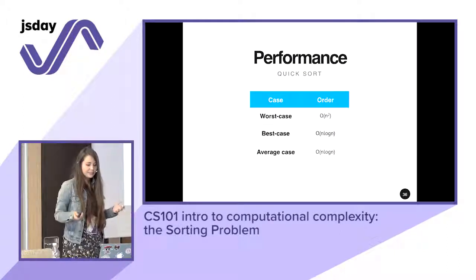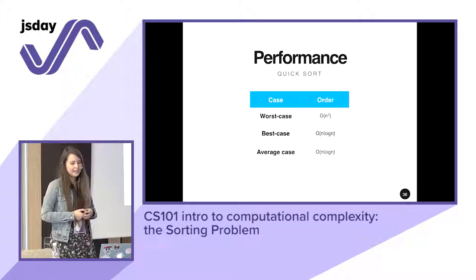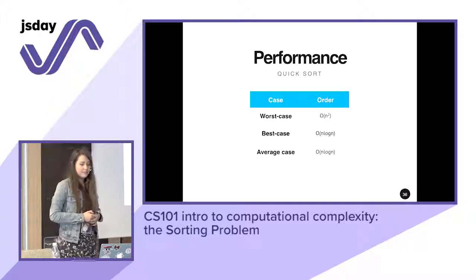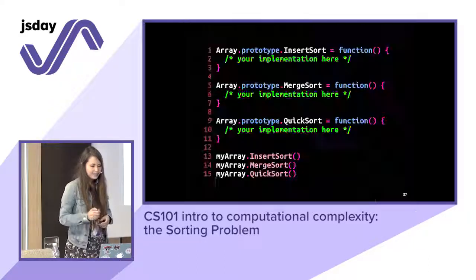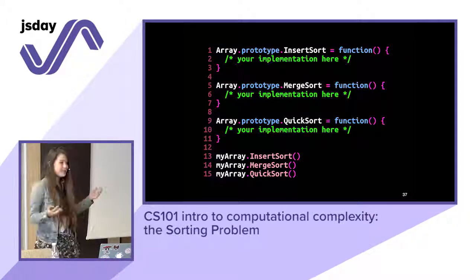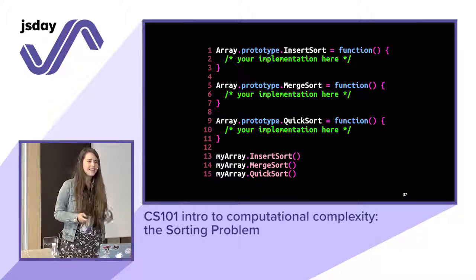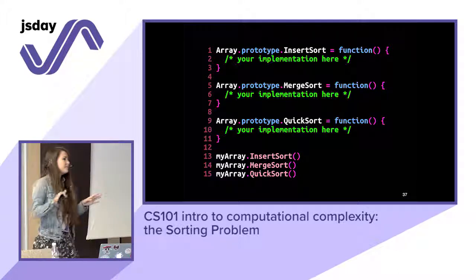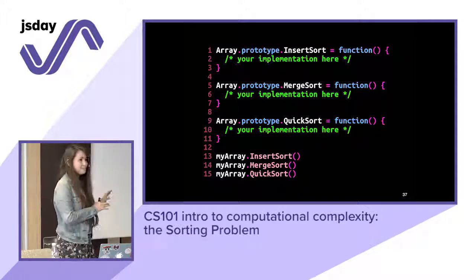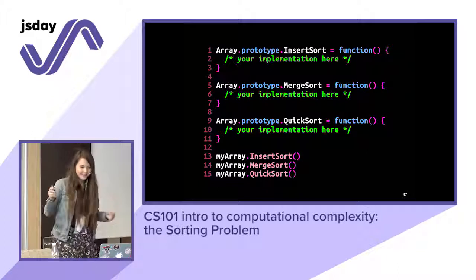Now, this has a performance of n squared in its worst case, and in the average case, it has an n log n performance, which also makes it a very good algorithm. Now, you can even extend the array prototype with these algorithms, and you can use them as if they were native. So that's pretty cool. Now, if you're still awake and still with me, congratulations, you just survived the most computer sciencey part of the talk, so good for you.